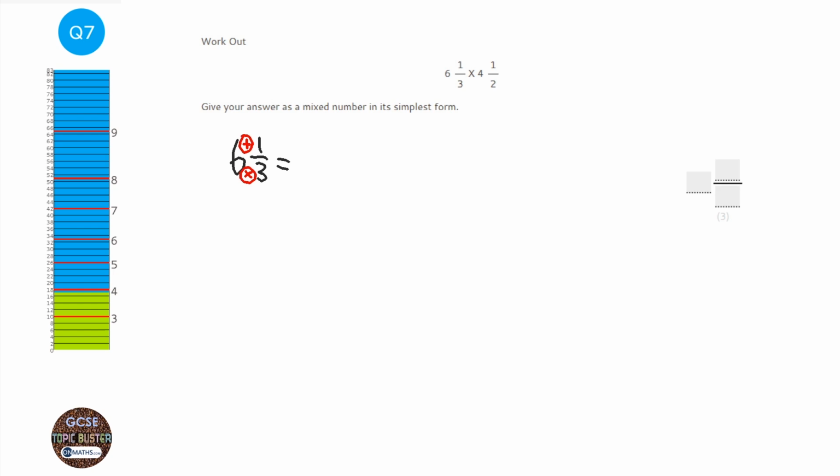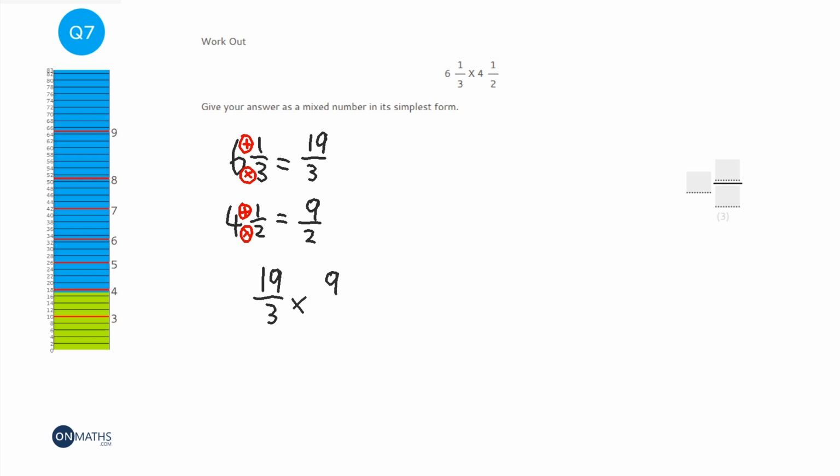So 6 times 3 is 18, add the top is 19, but keep the bottom the same, so it's still over 3. So 4 1/2, we times by the bottom, which would be 2, and then add it to the top, which would be 9. So that equals 9 over 2. So we're going to do 19 over 3 times 9 over 2.